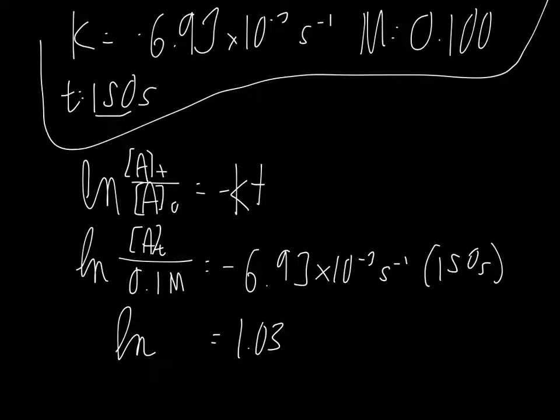So next, since you can't leave the ln, you have to cancel that with e. So you're going to raise each side to the e power. So e and ln cancel, and N2O5 at t over 0.1 equals e to the negative 1.03.